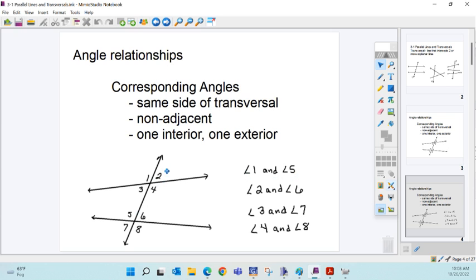So here's our list of them in case you didn't follow that. 1 and 5, 2 and 6, 3 and 7, and 4 and 8. Those are what we call corresponding angles. We're going to have a lot of information about these types, so you need to know what the relationships are in order to understand about them.